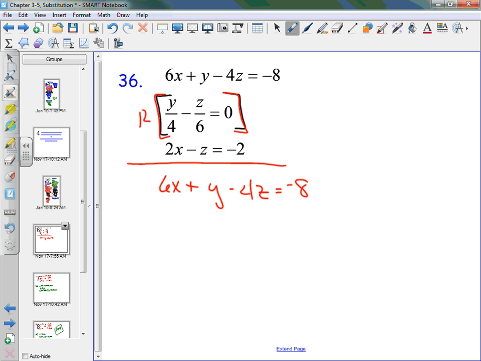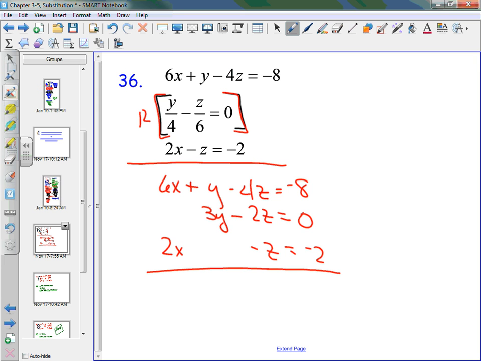So that means my equations that I'm looking at are going to be 3y minus 2z is equal to 0. And then 2x minus z is equal to -2. Do we all see that? Brittany, what's up? What did I do? 12 divided by 4 is 3. 12 divided by 6 is 2. Are you with me now? Are you sure? The other ones I just recopied.